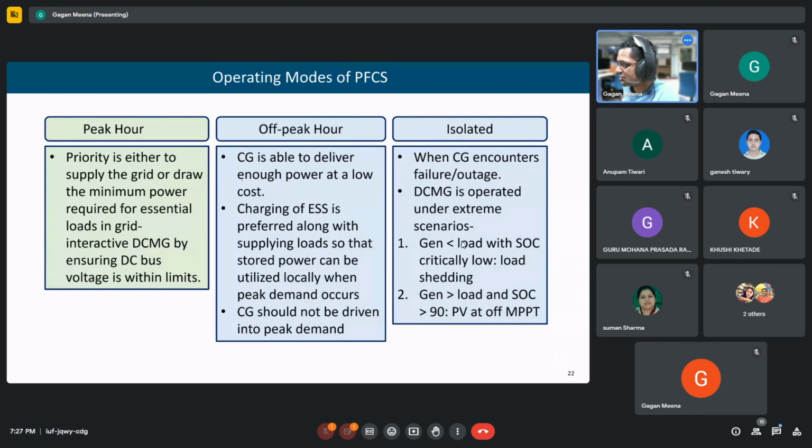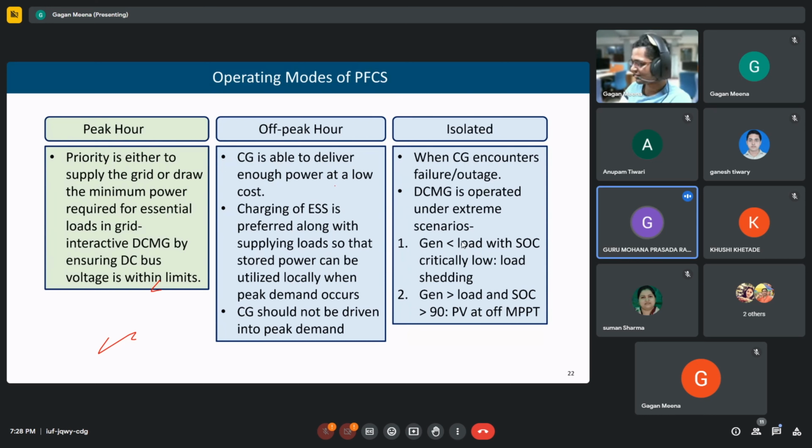Then off peak hours. In off peak hour, the conventional grid is able to deliver enough power at low cost. So at that time, what can we do? Why are we not charging the storage at peak hour? Can you tell? Yes. I said in the scenario that storage is discharged, generation is less than load. Then we are supplying the essential load. Why can't we draw power from the grid and charge the storage at that time? Can we not do that?